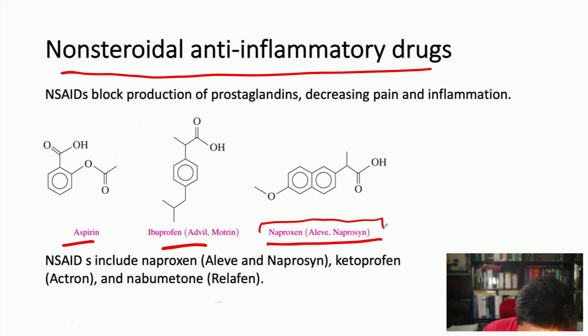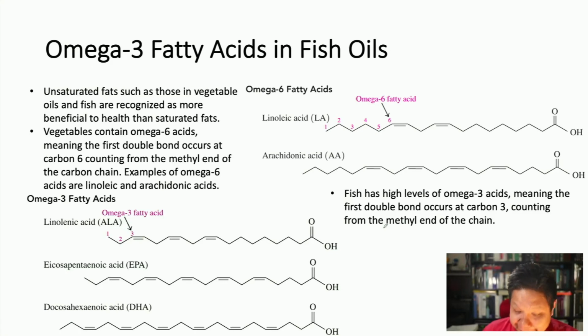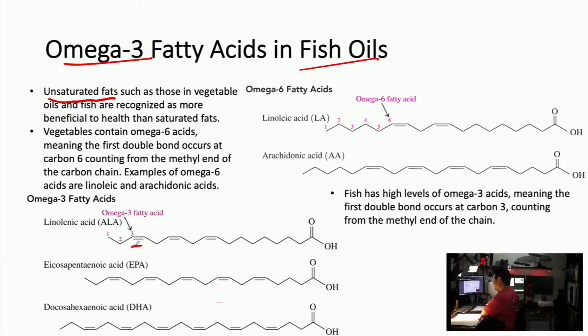Oh, here we go. Everybody, let's talk about the omega-3 fatty acids, right? Fish oils have omega-3 fatty acids. Those are the unsaturated fats that I was talking about before that have the double bond beginning at the third carbon from the end, right? Because the first carbon over here is the alpha carbon, so the last carbon in the chain is known as the omega carbon.